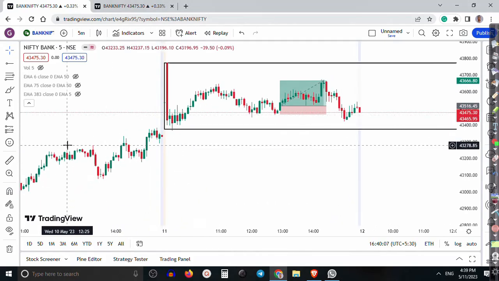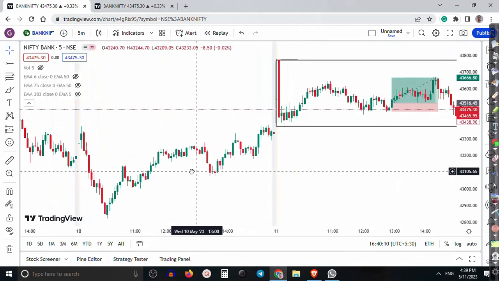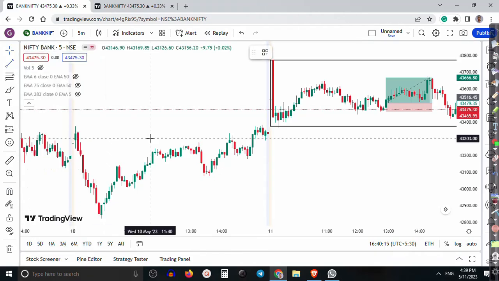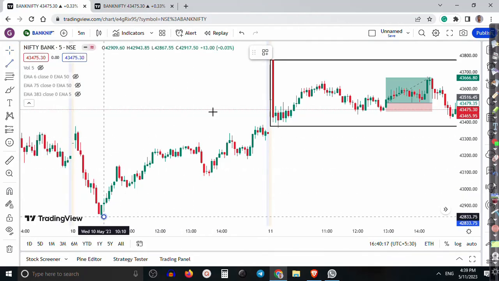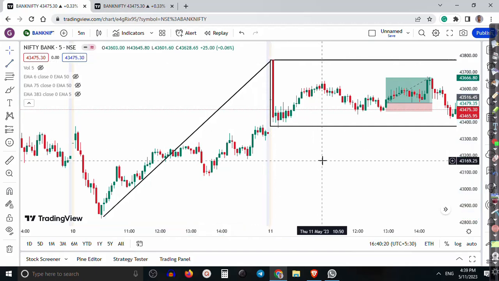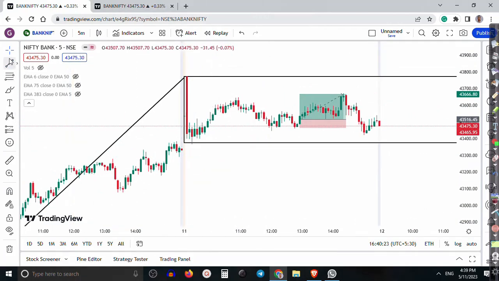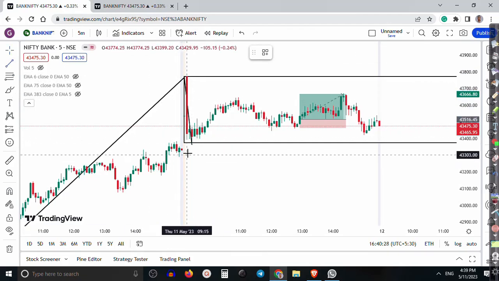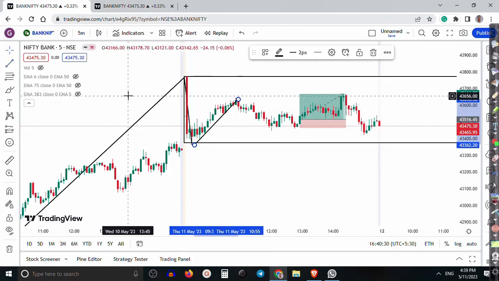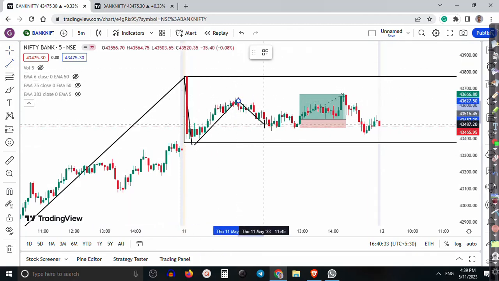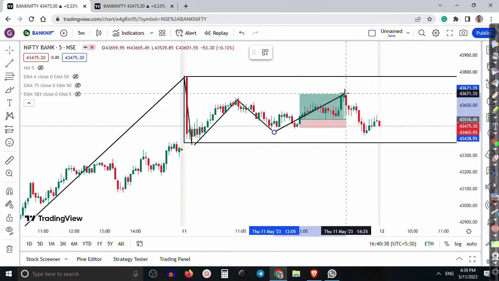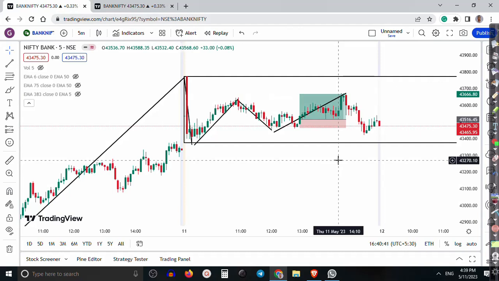Now you can see according to the structure, price goes up from here. It's a higher high, and again price forms a lower low, and here you can see a higher high, not able to create a new higher high. Price pulls back and again goes a little bit higher. So first you understand that territory.